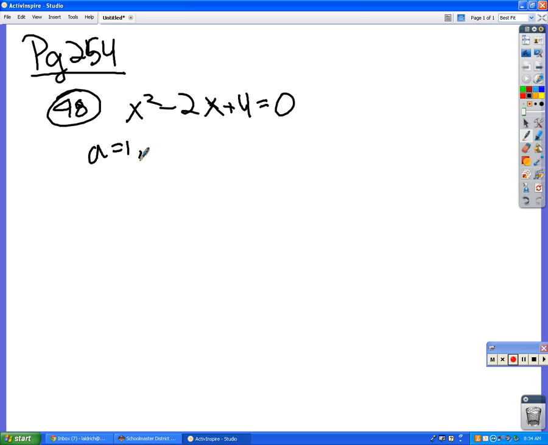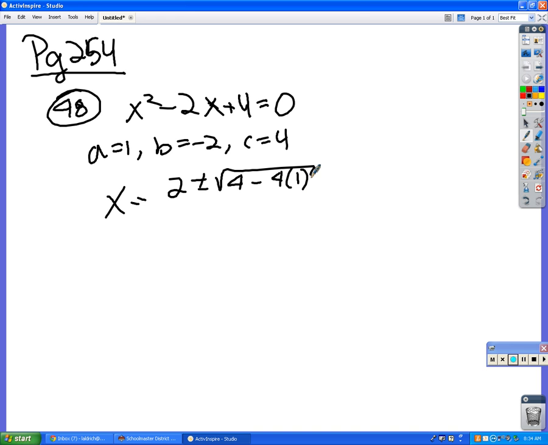So A is 1, B is -2, and C is 4. The opposite of B is 2. Then plus or minus the square root of B squared, which is 4, minus 4 times A times C, all divided by 2A, which is 2. Okay? So is that all right with everybody? Yes.